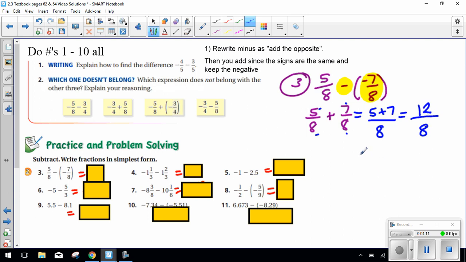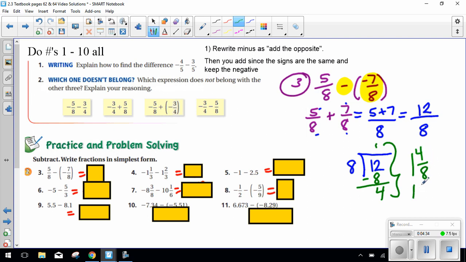I'm now going to convert it to a mixed number. Numerator goes in, it's the dividend. 8 is the divisor. 8 goes into 12 one time with 4 left over. So my solution is 1 4/8. I'm going to divide both of these by 4 to get 1 1/2 as a final answer. You must reduce your solutions. So solution for number 3 is 1 1/2. Let's go on to number 4.